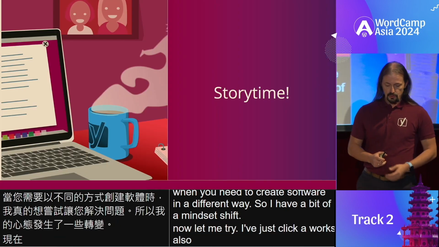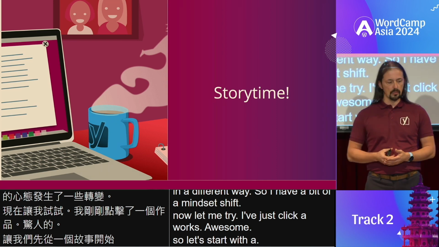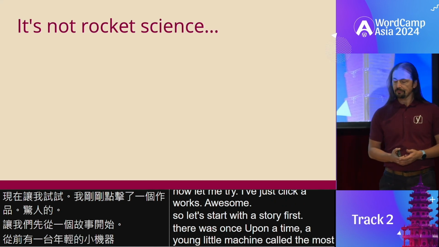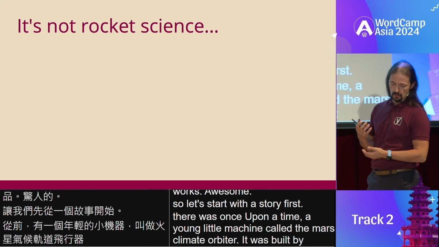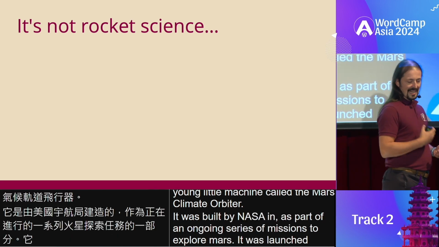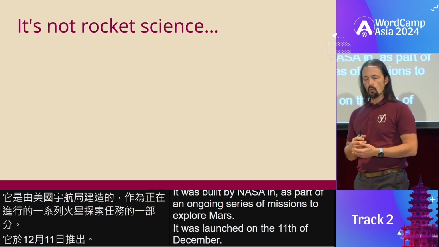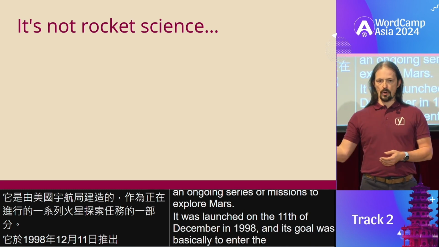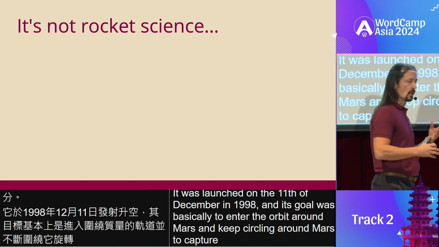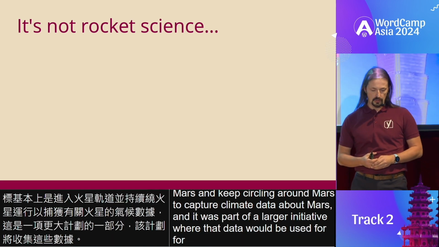Awesome. So let's start with a story first. There was once upon a time a young little machine called the Mars Climate Orbiter. It was built by NASA as part of an ongoing series of missions to explore Mars. It was launched on the 11th of December in 1998, and its goal was basically to enter the orbit around Mars and keep circling around Mars to capture climate data about Mars. And it was part of a larger initiative where that data would be used for later projects as well.